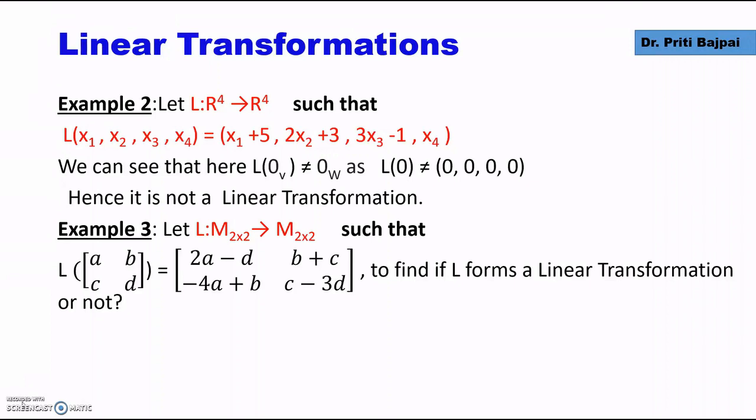In this case, when we take x1, x2, x3, x4, all of them to be 0, we see that the right hand side is not (0, 0, 0, 0), which is the zero of R4. So it is not a linear transformation.